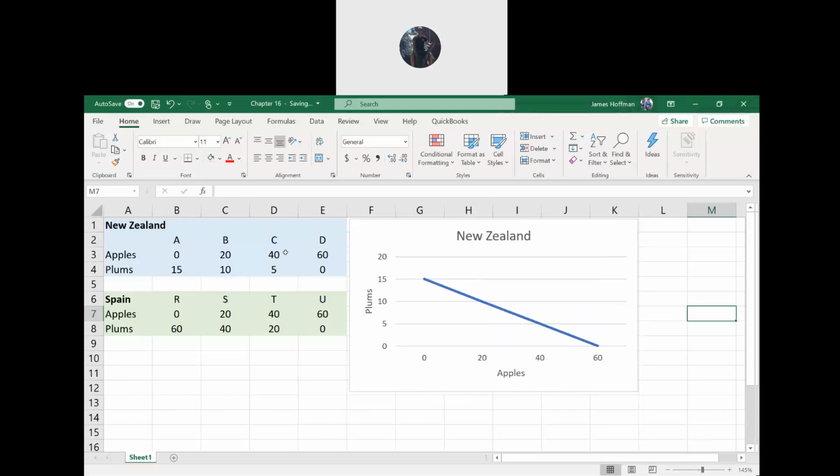All right, so there's the graph, and it said to show the initial production point. So part A said draw the production possibilities curve for both countries. We've done one of them. And then including the optimal product mix before specialization and trade. So it said in the intro that New Zealand starts at alternative B, right? So they're starting here, okay?